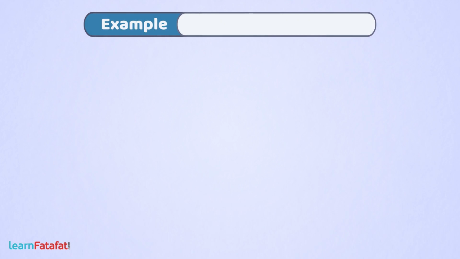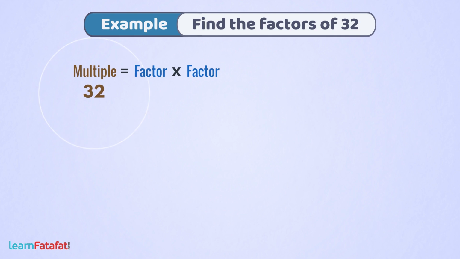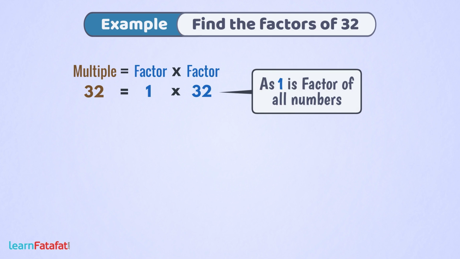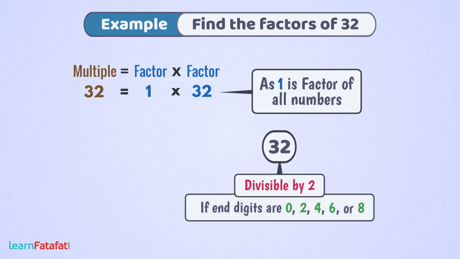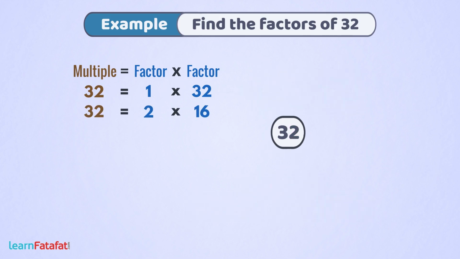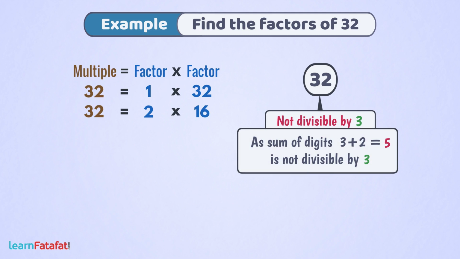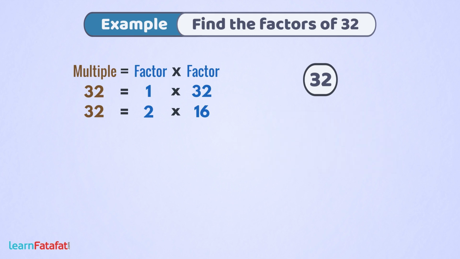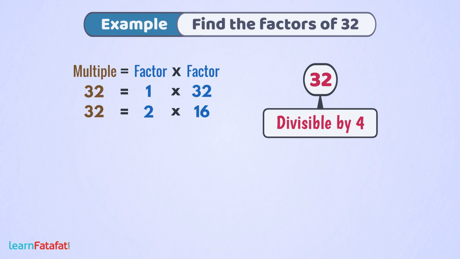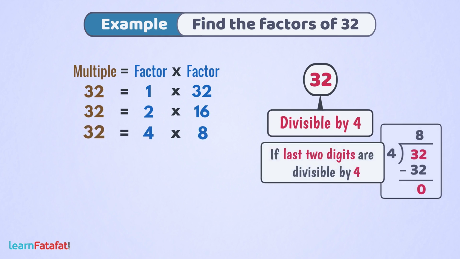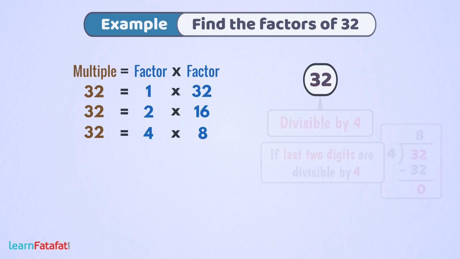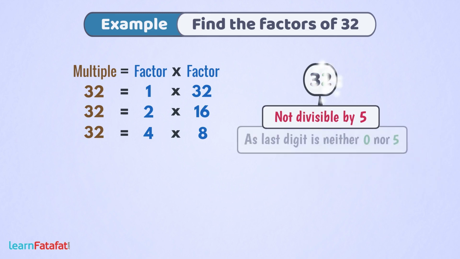Example. Find the factors of 32. 32 can be represented as 32 equals 1 multiplied by 32. 32 is divisible by 2 as the last digit is 2. So we get this product. 32 is not divisible by 3. 32 itself is a 2-digit number which is divisible by 4. So we get this product. 32 is not divisible by 5 as the last digit is neither 0 nor 5.